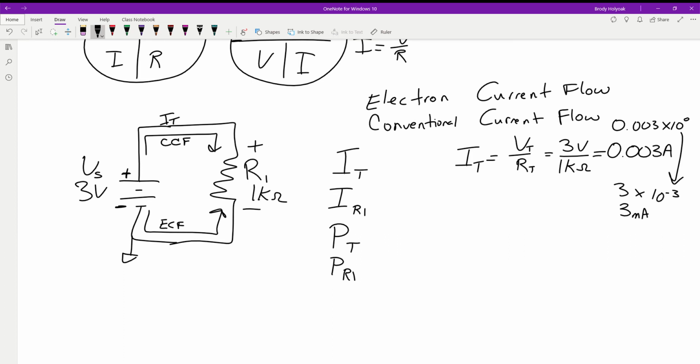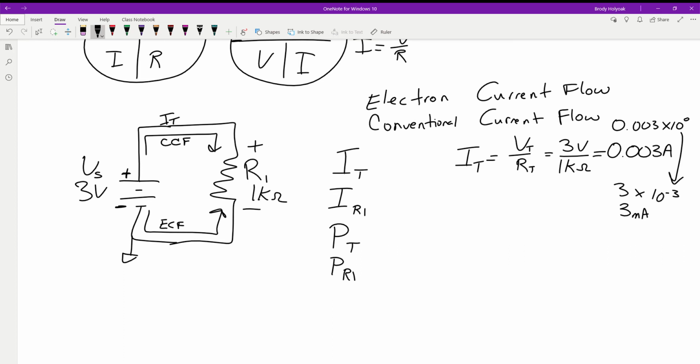Both those answers are correct, but again, we want to look to see what the test or question wants the answer to be in. Okay? And there will be times that you'll see it either wants it in amps or it wants it in milliamps. Make sense? So we have 3 milliamps running through this circuit for our total current. Okay?